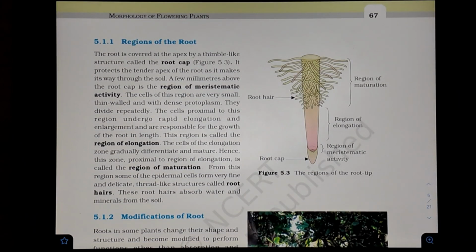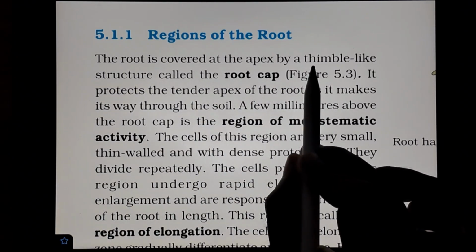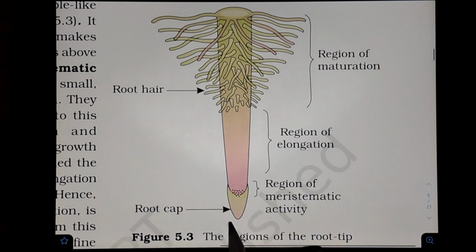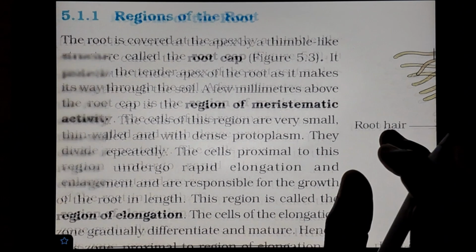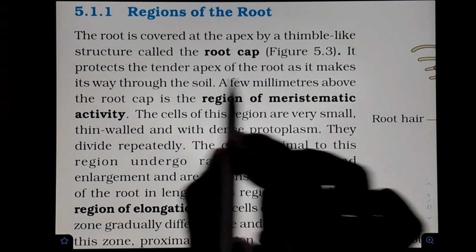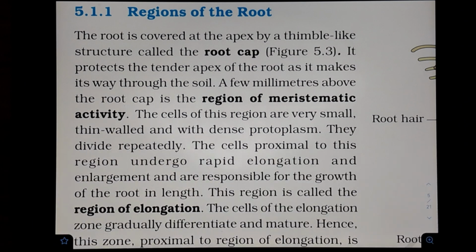Next, regions of the root. The root apex is covered by a thimble-like structure called the root cap. You can see the structure here. It protects the tender apex of the root as it makes its way through the soil. When the root expands, the root cap gives way and makes a path through the soil.